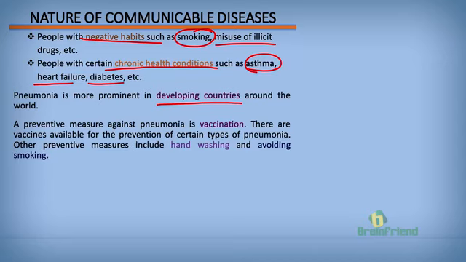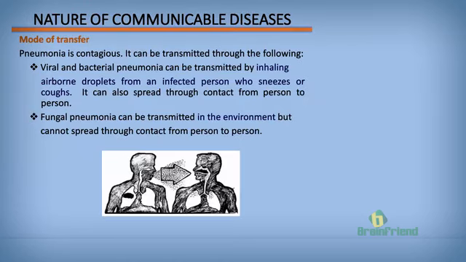A preventive measure against pneumonia is vaccination, so people can get vaccinated and not get pneumonia. There are vaccines available for the prevention of certain types of pneumonia. Remember, we said that pneumonia can be caused by bacteria, fungi, or virus. Other preventive measures against pneumonia would be washing of hands and avoiding smoking. Mode of transfer of pneumonia. Pneumonia is contagious. It can be transmitted through the following.